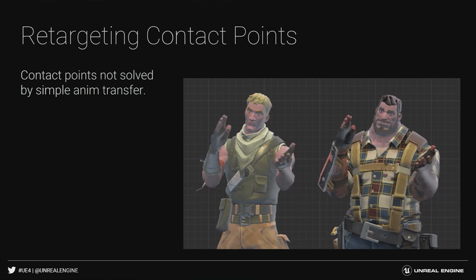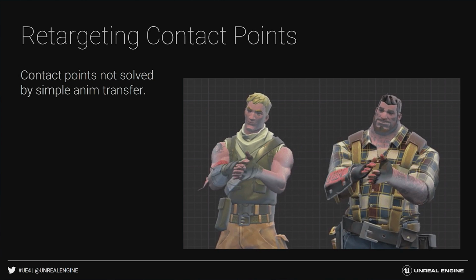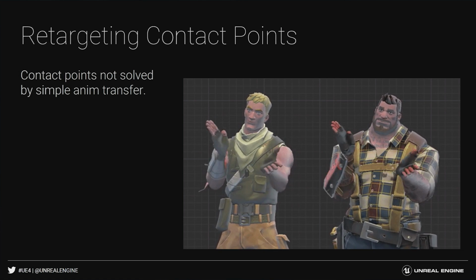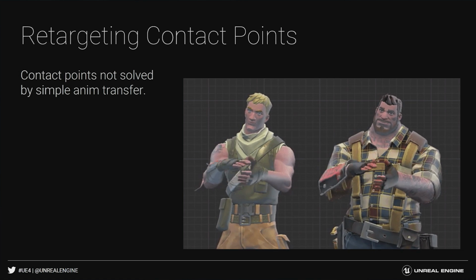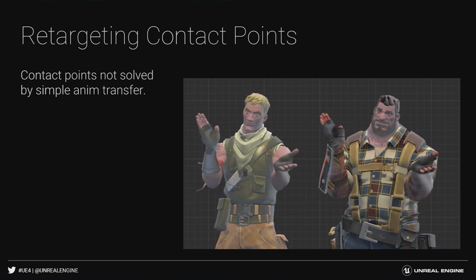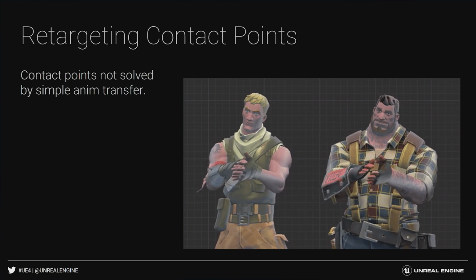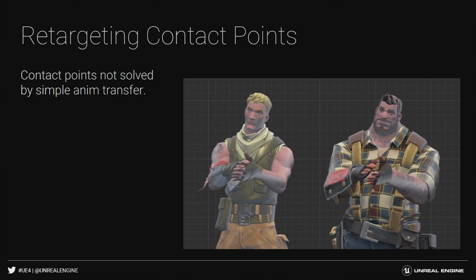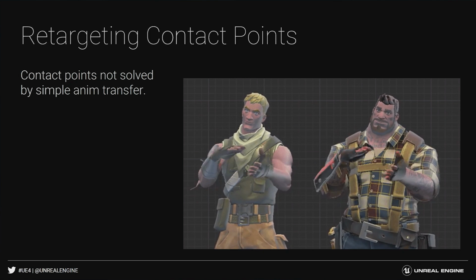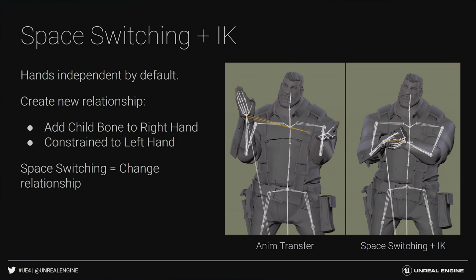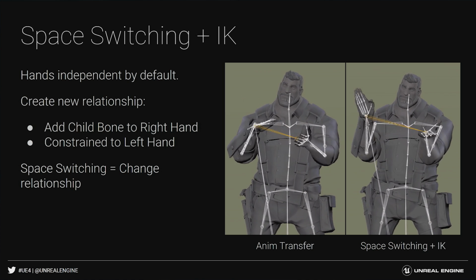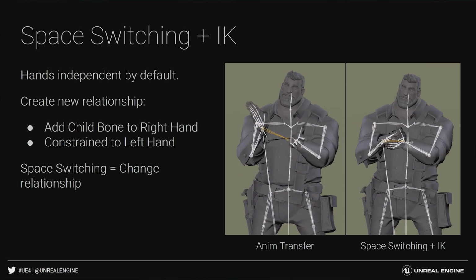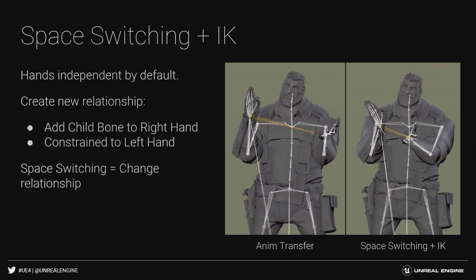So the second point is retargeting contact points. We can see on the left, this is our source animation. It's Jonesy playing the clapping emote. If we transfer this animation onto the large body type, and we do retarget the bone translations, because he has wider shoulders, this pulls the hands apart, and now they don't contact anymore. So if you're familiar with animation, you're very familiar with that. By default, the hands are completely unrelated. They have no relationship with each other.